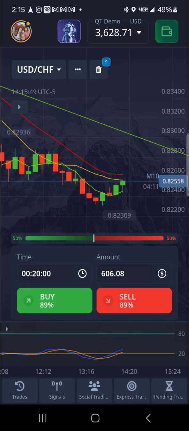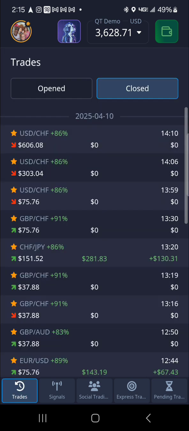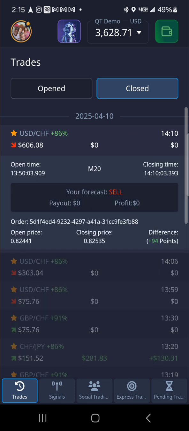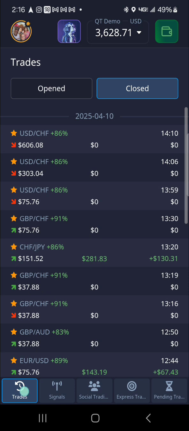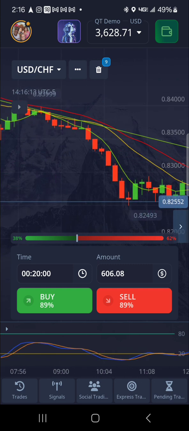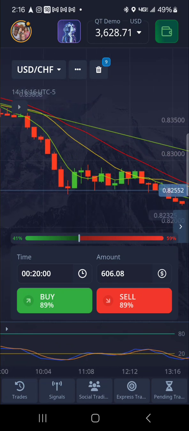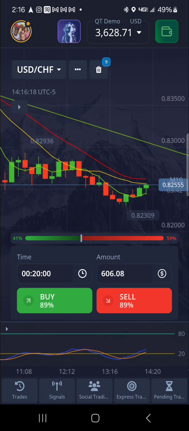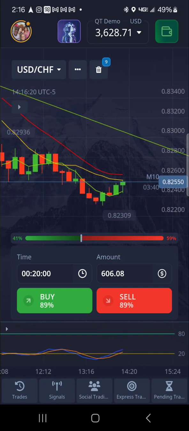Okay, so looks like I lost that last one, because I think my account would be around the 5,000s. So yeah, ended up losing that one. Let's see what I lost it by. Lost it by 94 points, which is a pretty significant USD CHF. So it just changed course pretty much right when I hopped in it. Sometimes that happens. Sometimes it just be like that. You're unlucky.